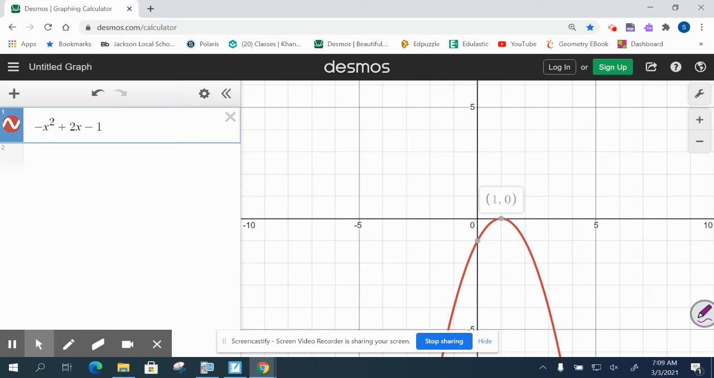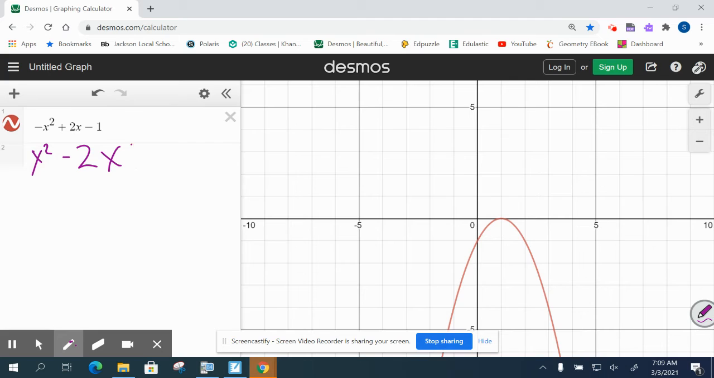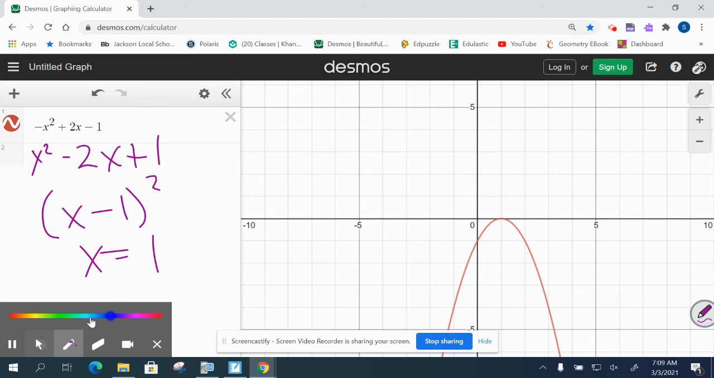Because if you factored this, if you flipped all the signs and called it x squared minus 2x plus 1, this is a perfect square trinomial, and it could be factored as x minus 1 quantity squared. So the solutions are just 1 and 1. So that's where this comes from.